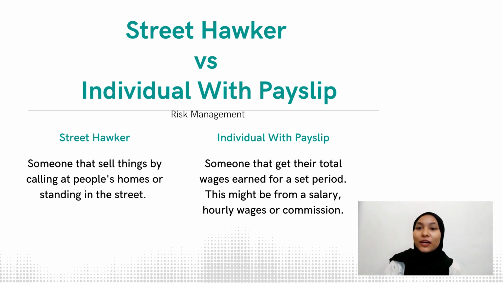A street hawker is someone that sells things by calling at people's homes or standing in the street, while an individual with payslip is someone that gets their total wages earned for a set period. This might be from a salary, hourly wages or commission. So in this study, we will see which one is better at financial management and risk management.